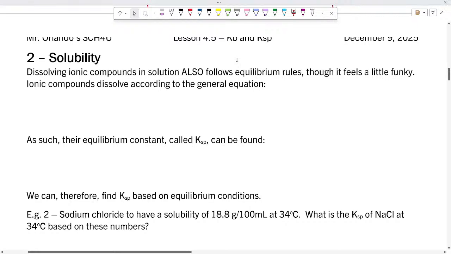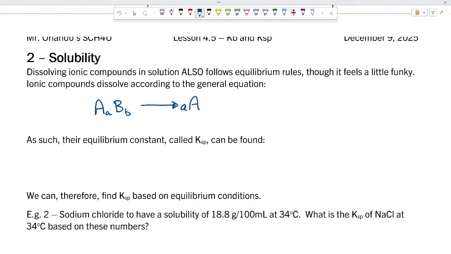In general, for ionic compounds, they dissolve according to this equation, right? Where we say, okay, if we have AB and we dissolve it, then what we end up with is however many A's we have, aqueous, plus however many B's we have, also aqueous. That's the general rule of dissolving, right?